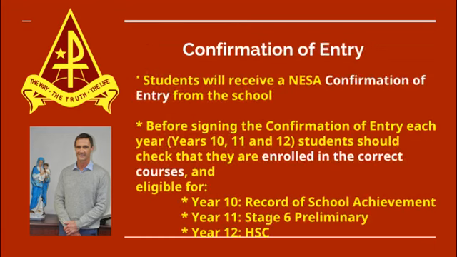A Confirmation of Entry is a formal document listing a student's personal details and courses of study in Stage 6 preliminary and HSC courses. Students will be asked to sign this document to ensure they are enrolled in the correct courses and their personal details are correct. This will also ensure that students are eligible for their Record of Student Achievement at the end of Year 10, their preliminary Record of Student Achievement, and their Higher School Certificate.